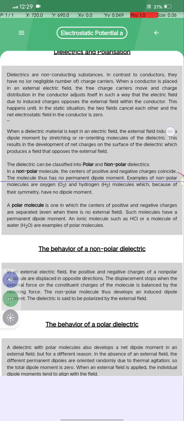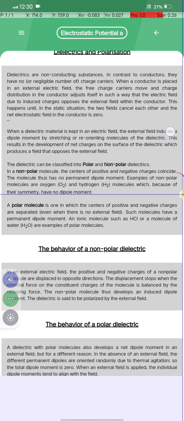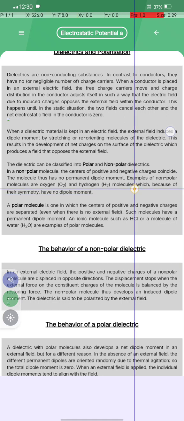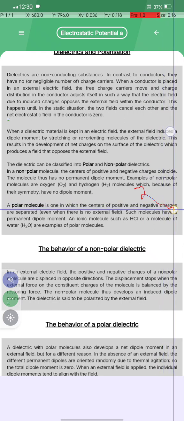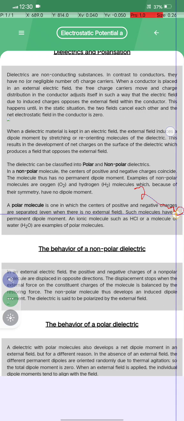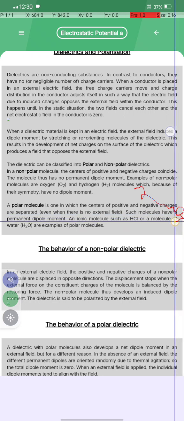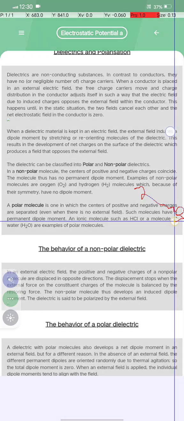Examples of non-polar molecules are O2 and H2 molecules, which because of their symmetry have no dipole moment. Okay, so remember that hydrogen comes under non-polar. A polar molecule is one in which the centers of positive and negative charges are separated even when there is no external field, and such molecules have a permanent dipole moment. Take a photo of this.